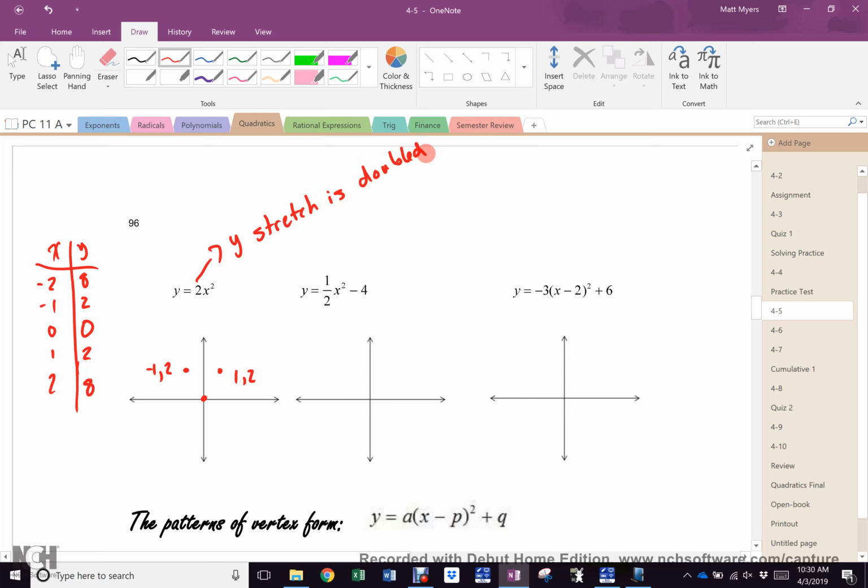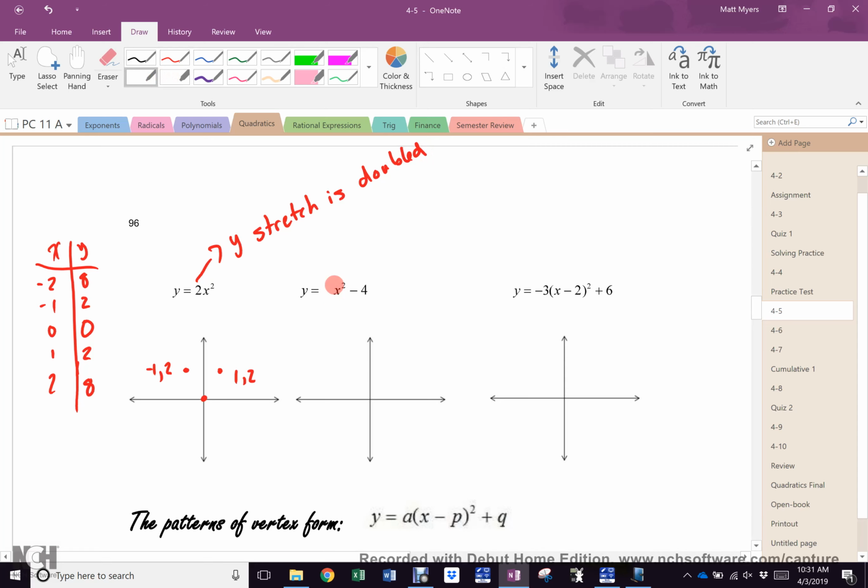Now you're intelligent young people. If a 2 doubles it, what will a 3 do? Triple it. What will a 4 do? Quadruple it. What will a 10 do? Multiply it by 10. So I will go over 1 and up how far? 10. Over 2 and up 40. Everybody good? Great.